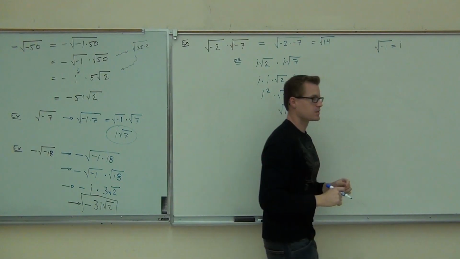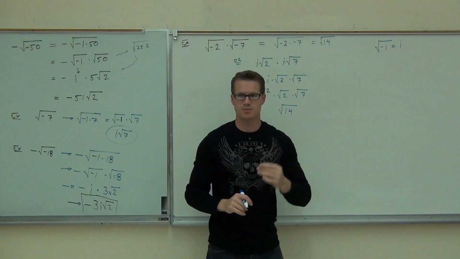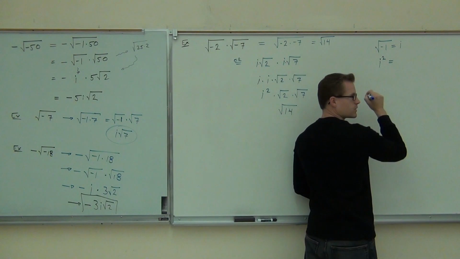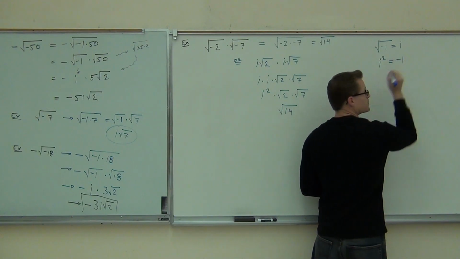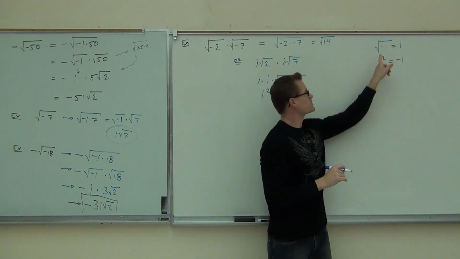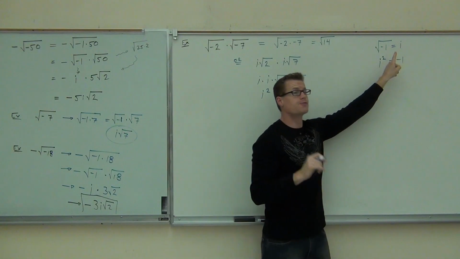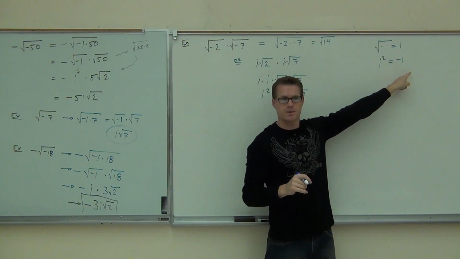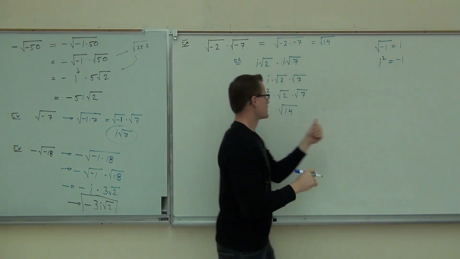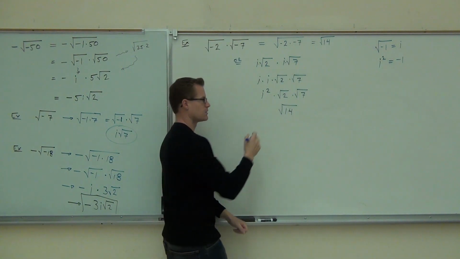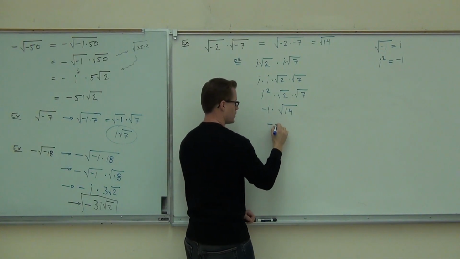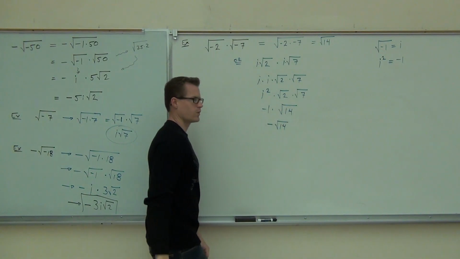That's got to be memorized. The second one is just as important. How much is I squared? You have to memorize that. That means every time you see this, you're going to write that. Every time you see this, you're going to write that. You with me? Every time. So whenever you see I squared, how much is it? -1. How much is -1 times root 14? Negative root 14. Whoa! Wait a second.